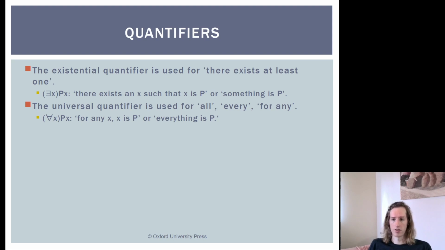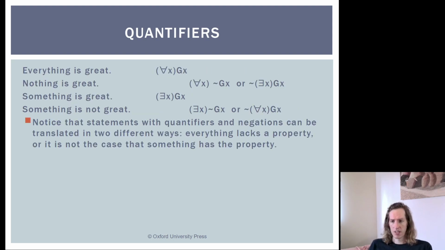The universal quantifier is used for all, every, or for any. Here we have the universal quantifier in front of Px, and this is going to mean for any x, x is P, or everything is P. For all x's, the property P applies, or all x's will have the property P. So here's an example. If I want to say everything is great, I could represent that in this way: for all x's, x has the property of being great. So everything has the property of being great.